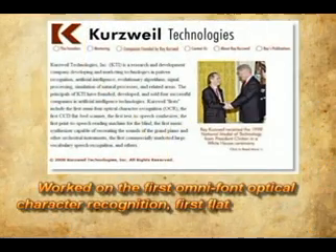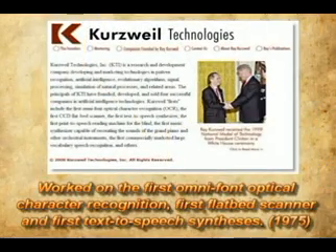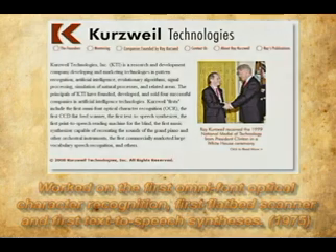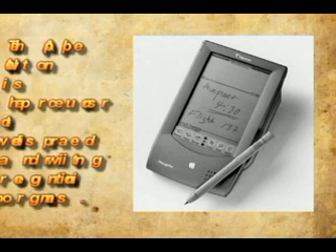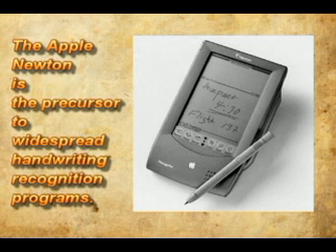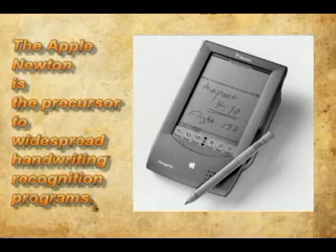In 1975, Kurzweil Technologies started to work on the first omnifont optical character recognition, first flatbed scanner, and first text-to-speech synthesis. The 1990s created the handwriting recognition system. The Apple Newton is the precursor to widespread handwriting recognition programs, allowing users to directly input their own information and more easily enter data while on the go.